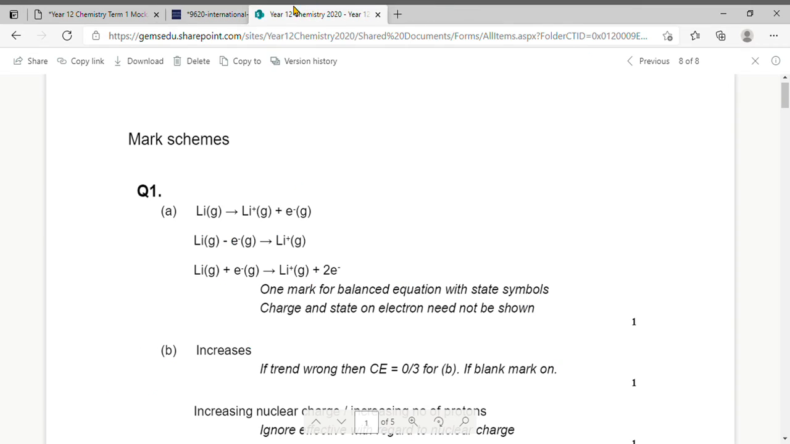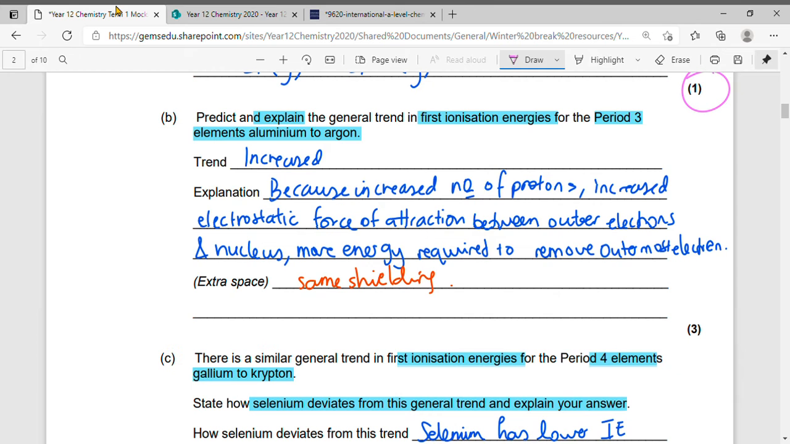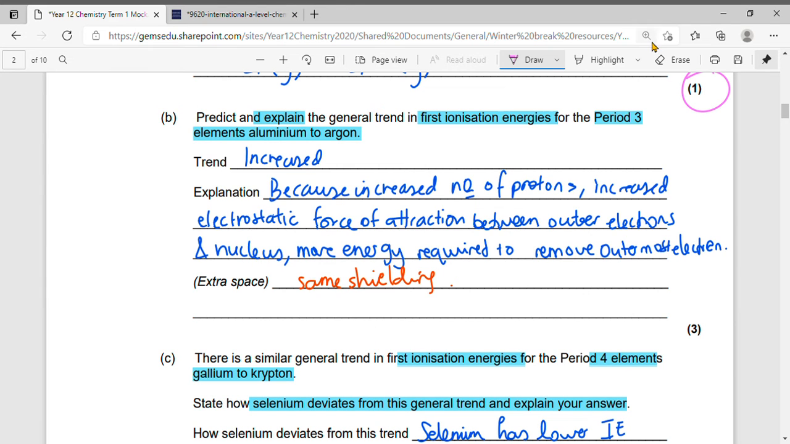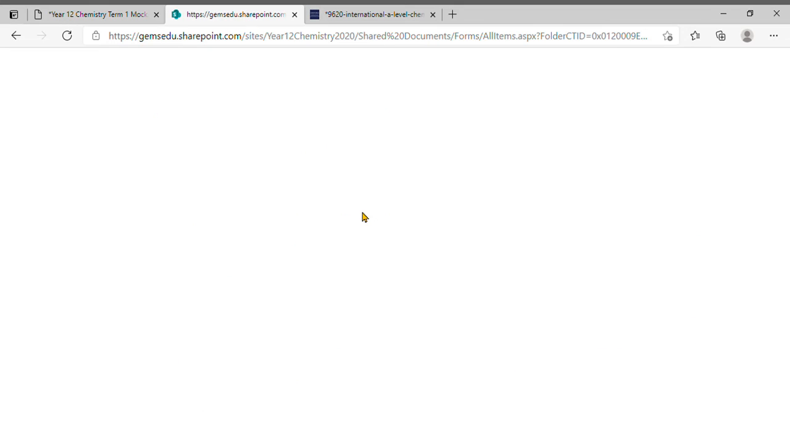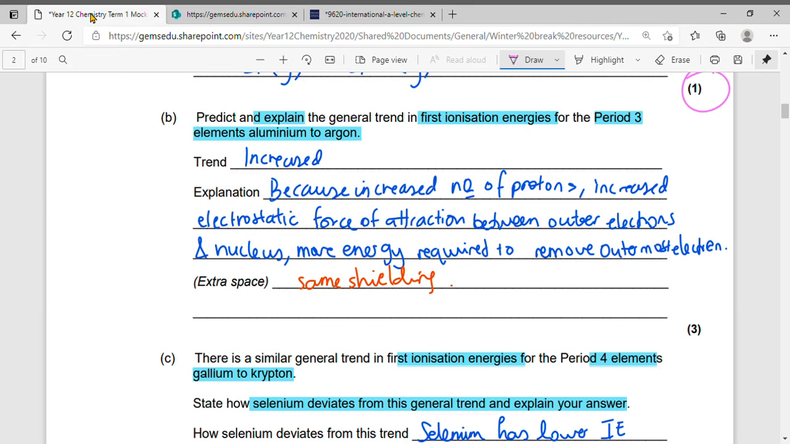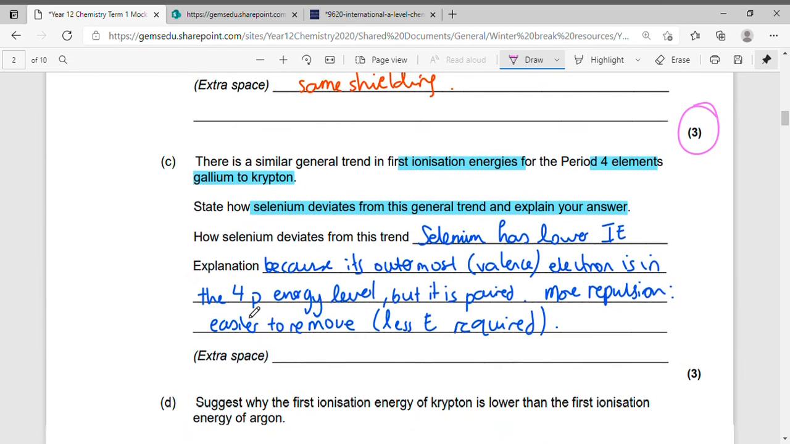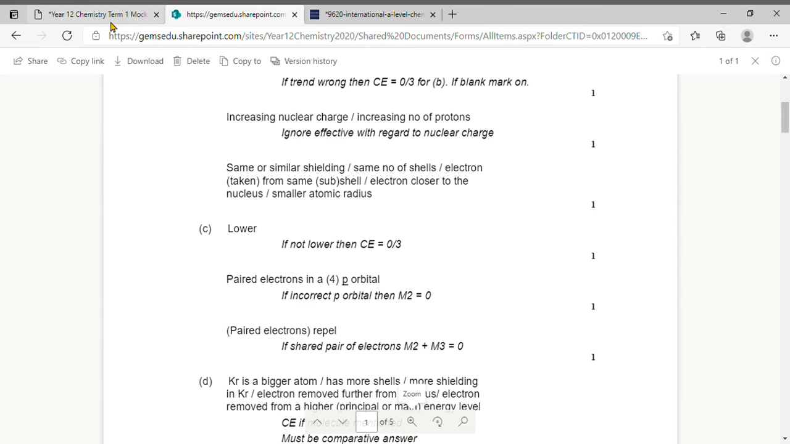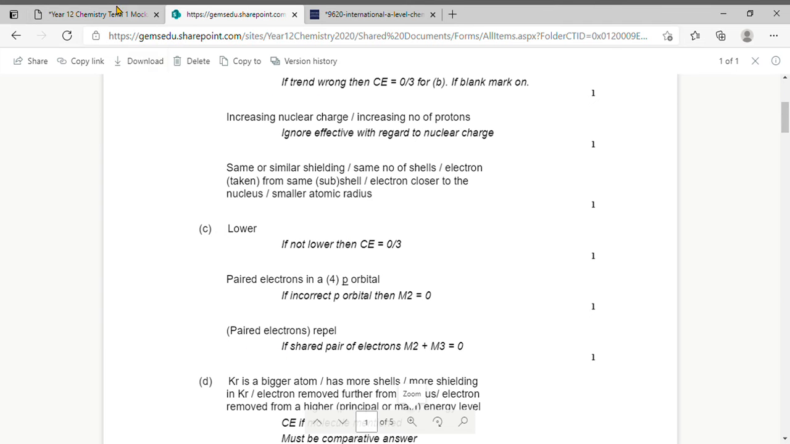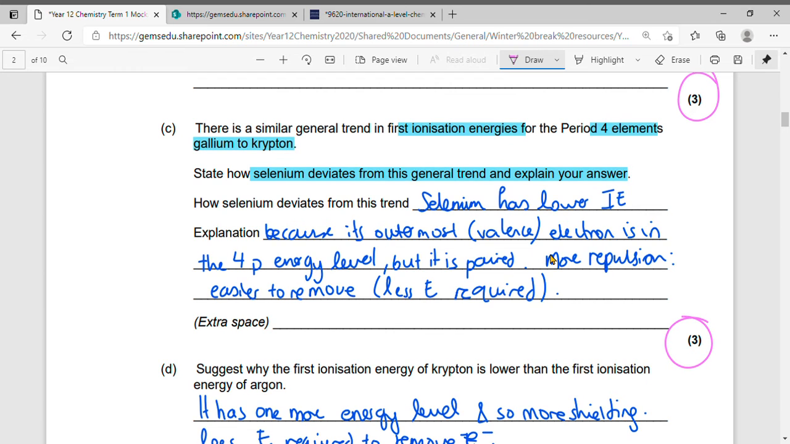Increased nuclear charge. Similar shielding. Oopsies. I don't know what happened there. Okay, so that's 3 marks there. Lower ionization energy, paired electrons, and so repel. Excellent, 3 marks.